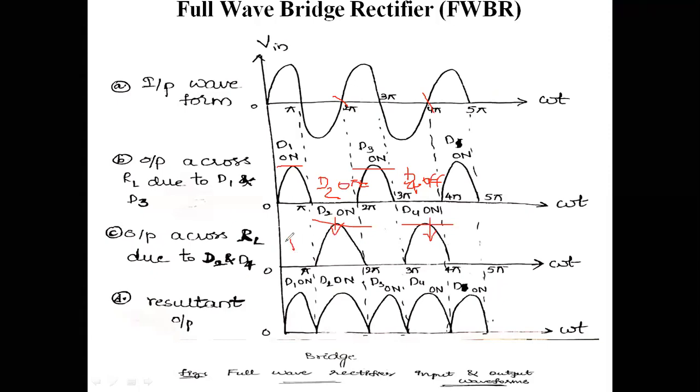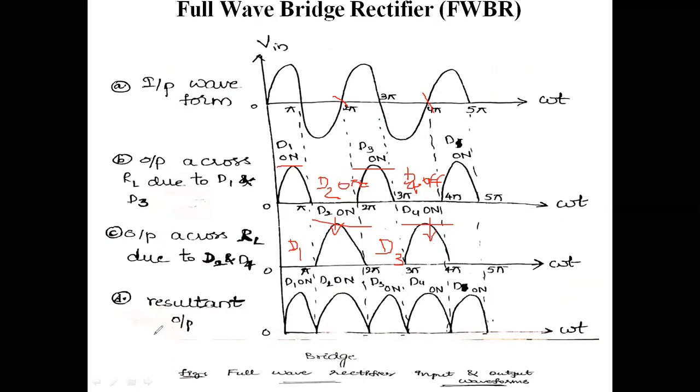This diode D1 and diode D3 are the reverse of the positive half cycle. For the negative half cycle, we take the conduction states in reverse. This is 0 to pi: D1 is on, D2 off, D3 on, D4 off. Then here D1 off, D2 on, D3 off, D4 on, like that.